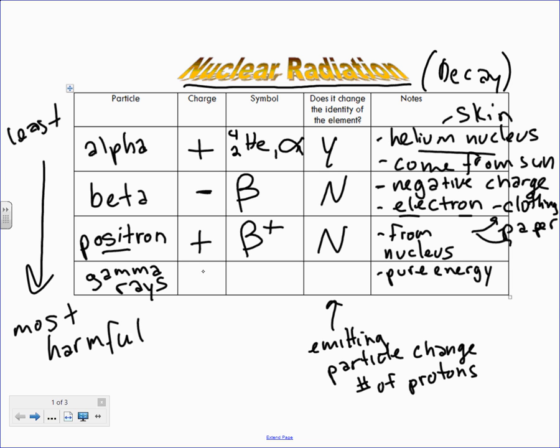Because it is pure energy, it has no charge. So unlike an alpha particle, which is kind of this big, heavy cluster of protons and neutrons, gamma rays are just pure energy. The symbol, you can do the best you can with it. The symbol actually looks kind of like a cursive lowercase y. This is the Greek letter for gamma. And similar to beta and positron, it doesn't change the identity of the element that it's being emitted from. So if you start out as lead and you emit gamma rays, you will end as lead as well.